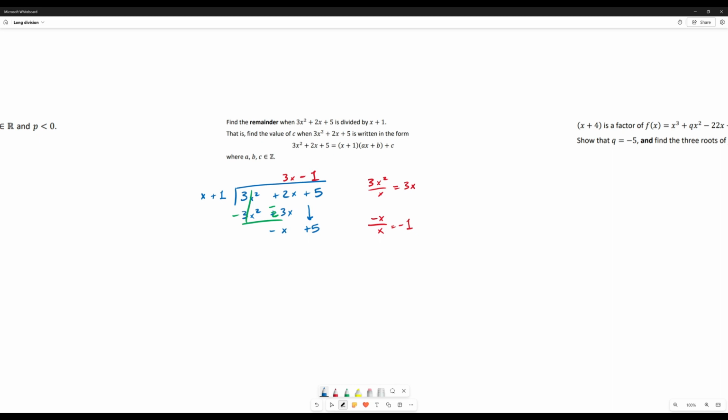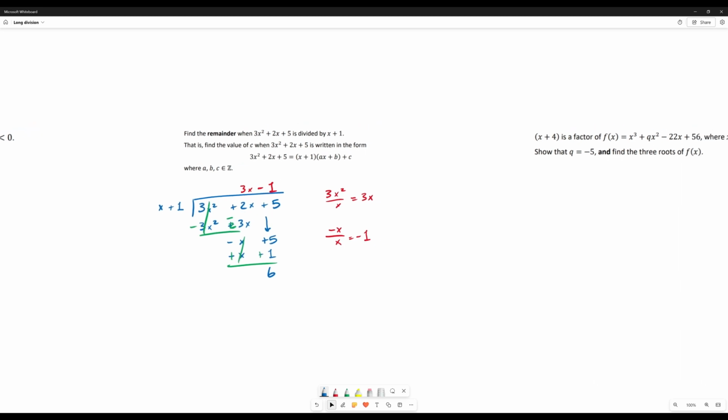Minus 1 gets multiplied by the x, it's minus x. Minus 1 gets multiplied by the plus 1, it is minus 1. Draw a line, change the signs, they cancel. Now you'll notice what's 5 plus 1, it is 6. Whew, that is the remainder. That's what is there instead of the 0, therefore that is what the remainder is, and that is what the c is in what they were asking for.